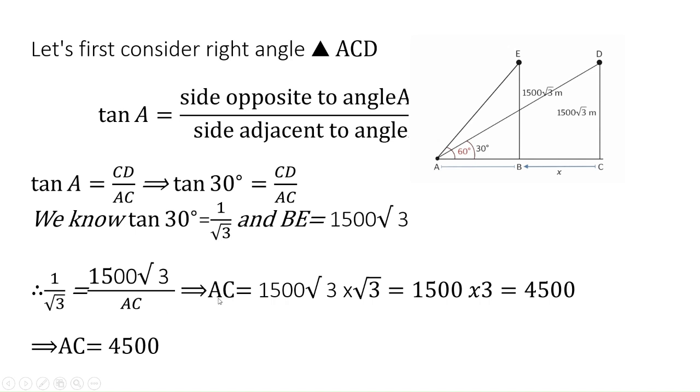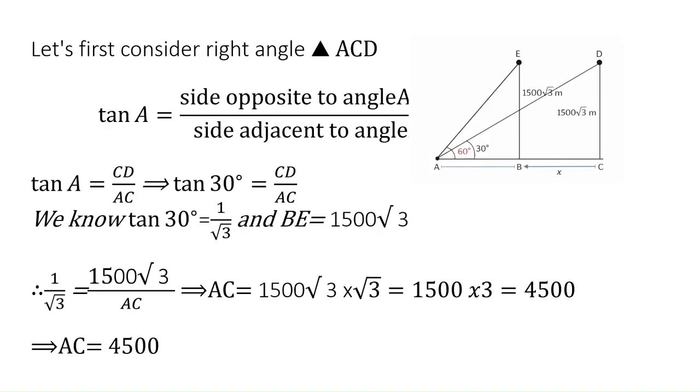So AC is equal to 1500 root 3 into root 3. When the term is transposed, this root 3 goes here. Root 3 into root 3 obviously becomes 3. So AC becomes 4500. AC is the distance from the initial point to the current point where the jet plane is observed vertically on top. So AC is equal to 4500, and we have found out AB.